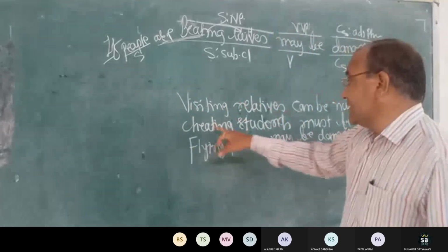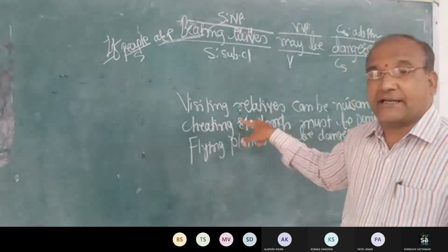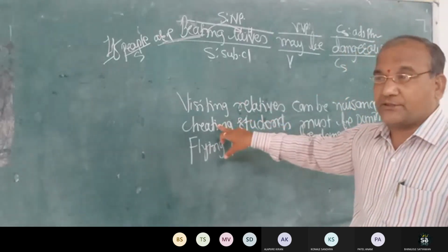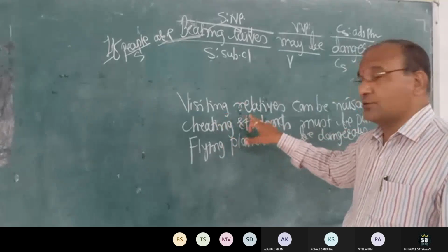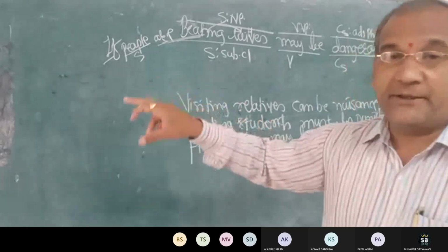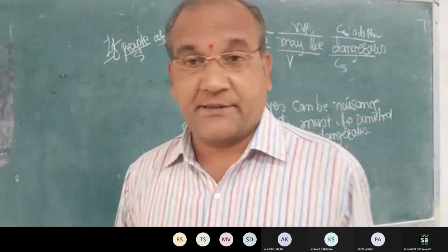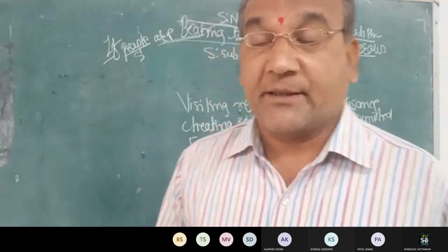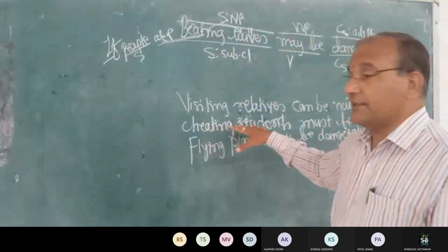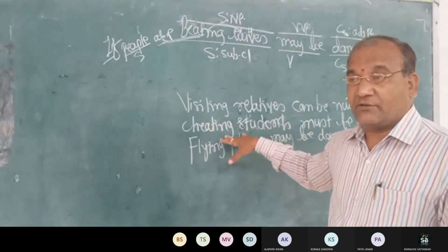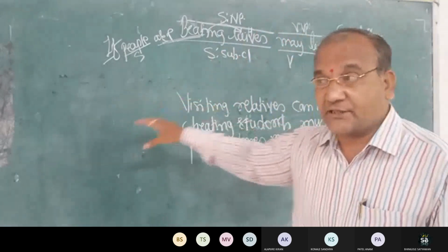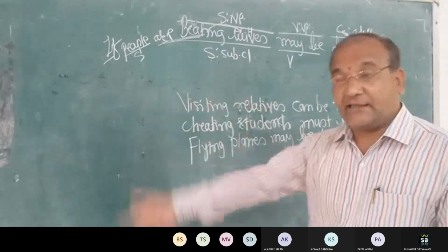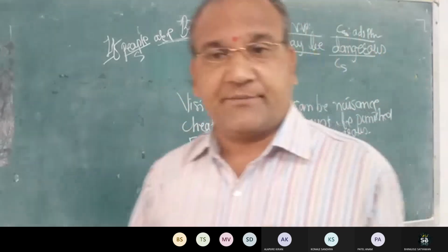Same way here. Cheating students: if you treat it as an NP, wherein students is the head and cheating is a participle adjective, the information relates to students. So the meaning will be the students who cheat in the exam must be punished. But if you treat the same unit as a subordinate clause, someone is cheating the students, and he or she must be punished.